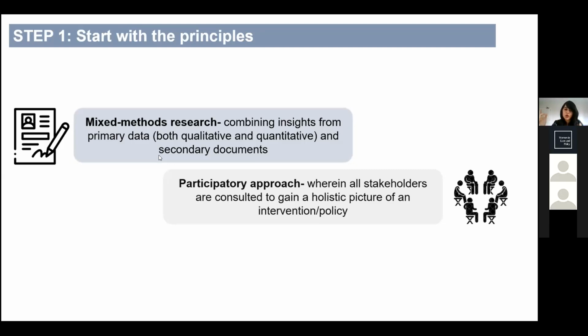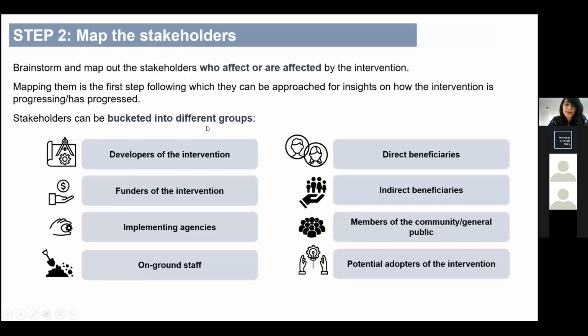And this is just something that you can read up later about or think about when you go about evaluating programs on your own. The second step that we will be talking about is mapping the stakeholders. Who are stakeholders? Stakeholders are those who are affected or who affect the intervention.